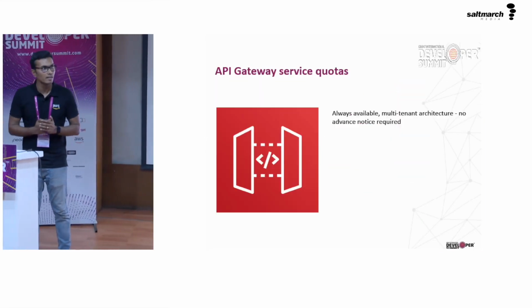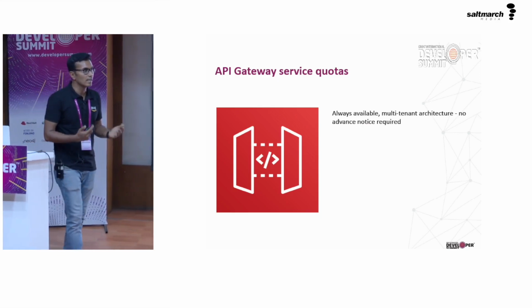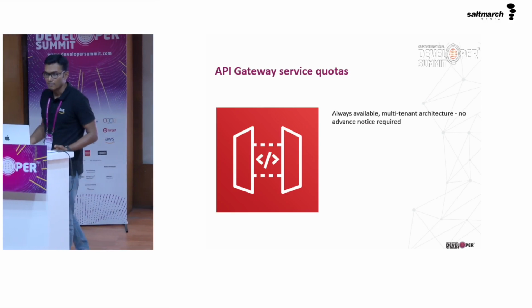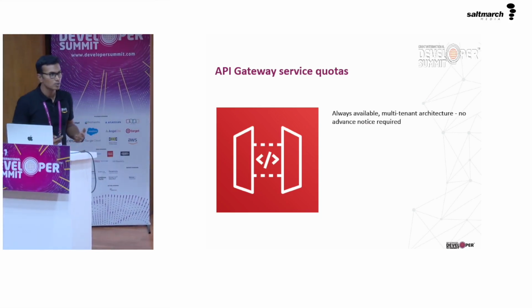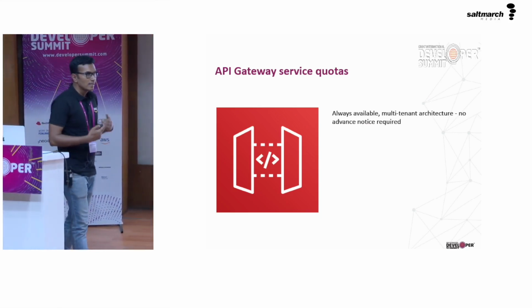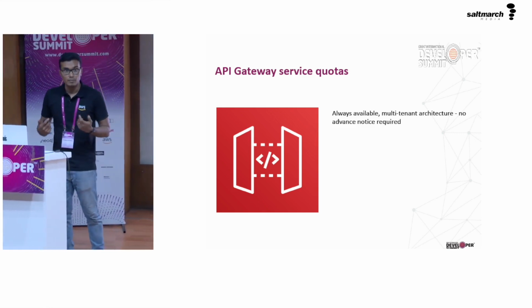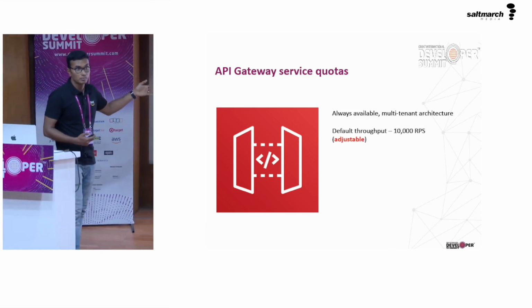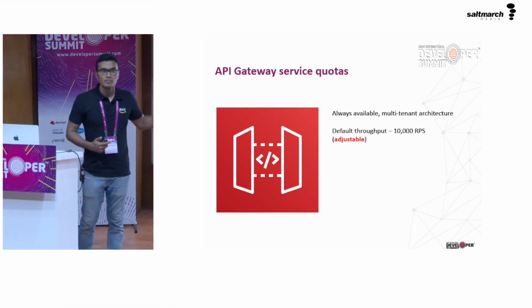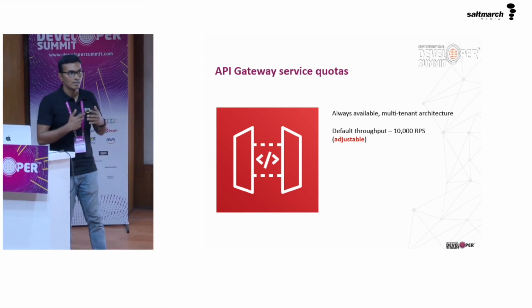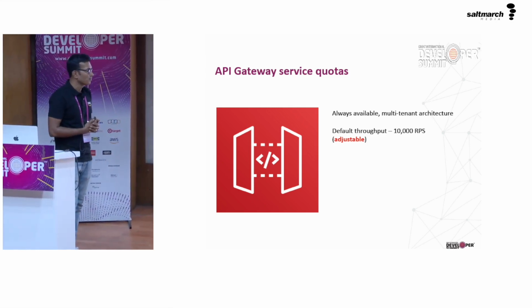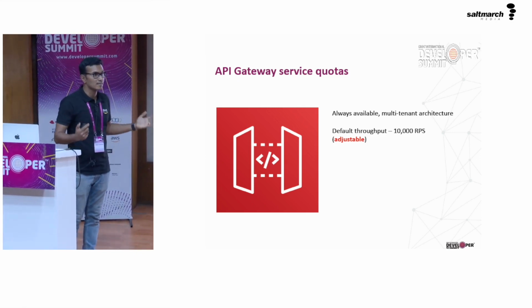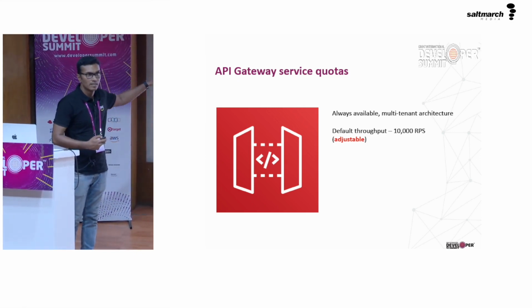API Gateway is a service which allows you to create, manage, and deploy APIs at scale. This is always available, a multi-tenant architecture. What does always available mean here? By default, when you are creating an AWS account and you want to deploy an API Gateway, you get up to 10,000 requests per second. And this number is by default, you can always increase it. It's an adjustable number. As and when the requests come, your API can scale instantly to that quota, whatever the number can be here.